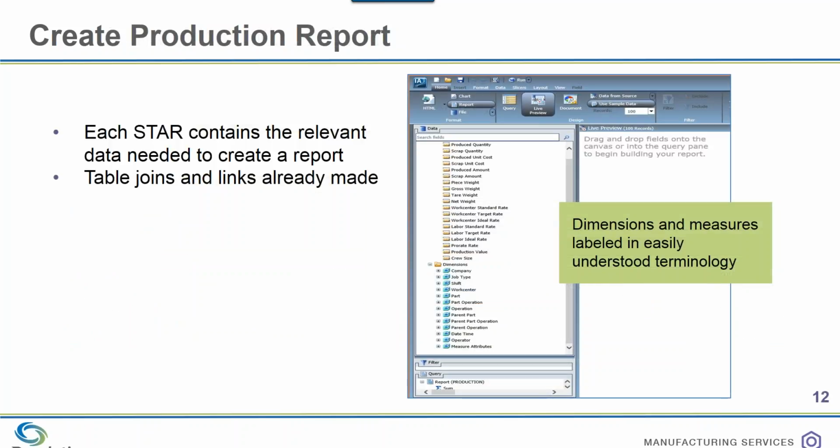As I mentioned, each star has the dimensions and the measures that are already part of the star, and those are labeled in easily understood terminology. So it's very straightforward to look at these, and the typical business user can look at this and understand what data they're trying to get to.